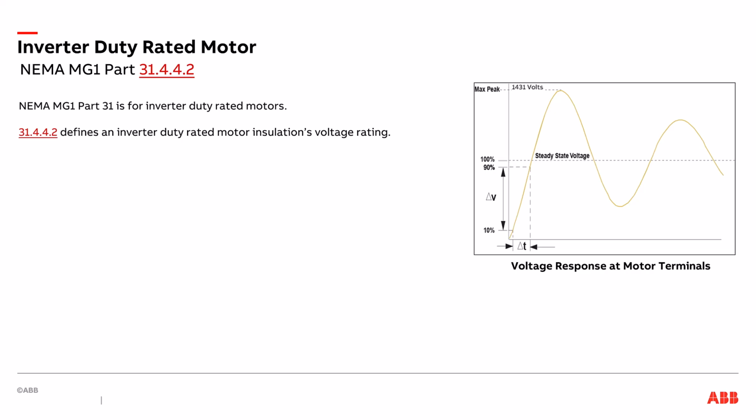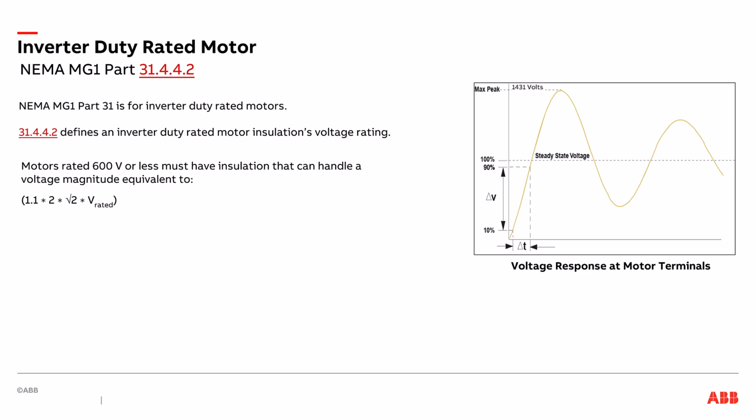Ensure that you verify whether the motor you are selecting is inverter duty rated. An inverter duty rated motor will satisfy MG1 Part 31.4.4.2. This rating has a specific requirement for the insulation in the motor. Motors rated for 600 volts or less must have an insulation that can handle a voltage magnitude of 1.1 times 2 times the square root of 2 times the voltage rating for the motor.